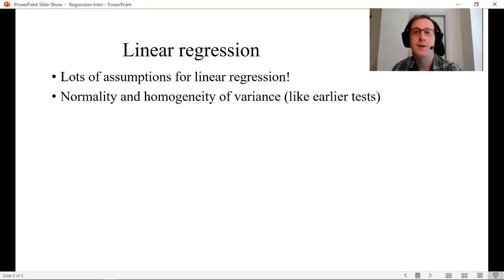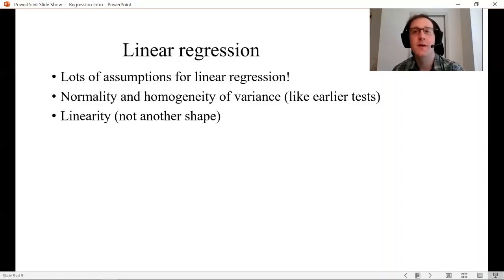Just like with t-tests and F-tests, there's assumptions of normality for both the independent variables and the dependent variable. There's also an assumption of homogeneity of variance, and that is for all of the independent variables. A lot of that, how you test for it, what determines whether there's homogeneity of variance or not, whether there's normality or not, is going to be pretty familiar to what we've been doing the last couple of weeks.